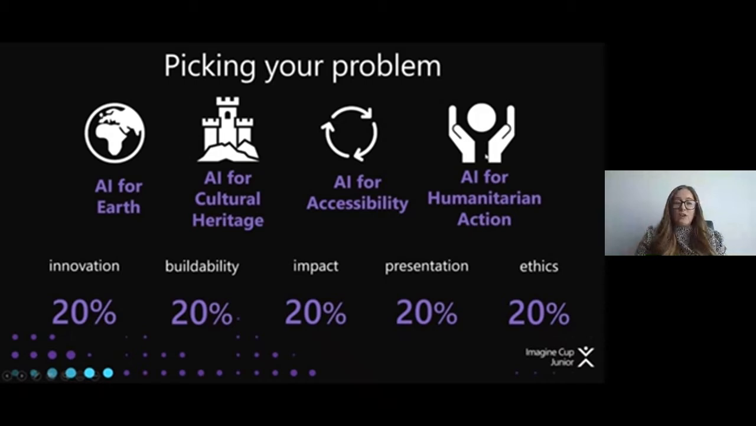Your project is going to be marked or graded on these 5 parts. So innovation, has it been done before, okay? Buildability, is it realistic and can this project actually be built out? Impact, who is it impacting and is it having a positive impact on a person or changing the world in some way? Presentation, and then ethics. And don't worry too much about ethics because we will be delving into that a little bit further down the road, okay, in other webinars.